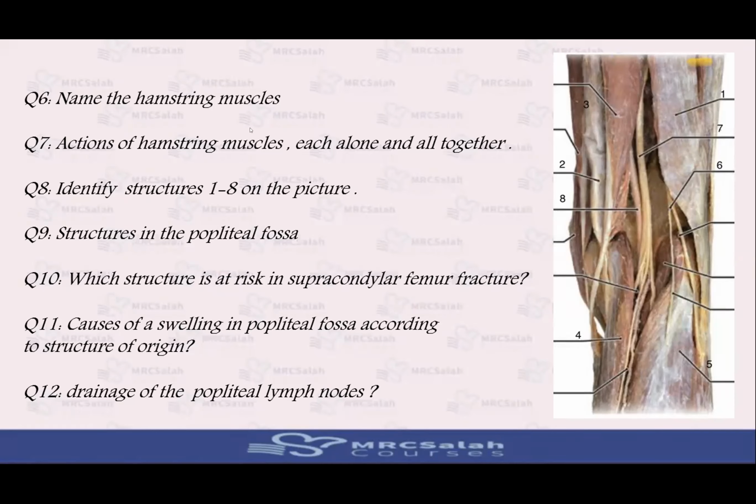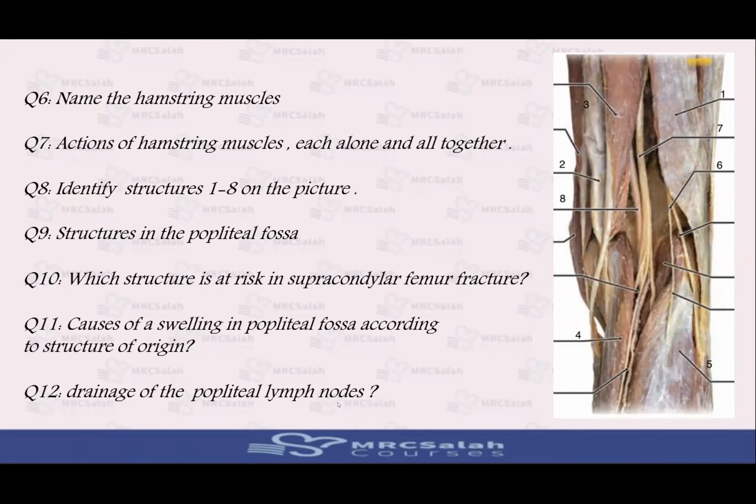Which structure is at risk in case of supracondylar fracture? It's probably the deeper structures, the popliteal artery. Causes of swelling in the popliteal fossa according to the structure of origin? A nerve could give you a neuroma, the veins could have varices, an artery could have an aneurysm, soft connective tissue of fat could give a lipoma, from the fluids you could have a Baker cyst, and from the bone we can have a tumor, a sarcoma.